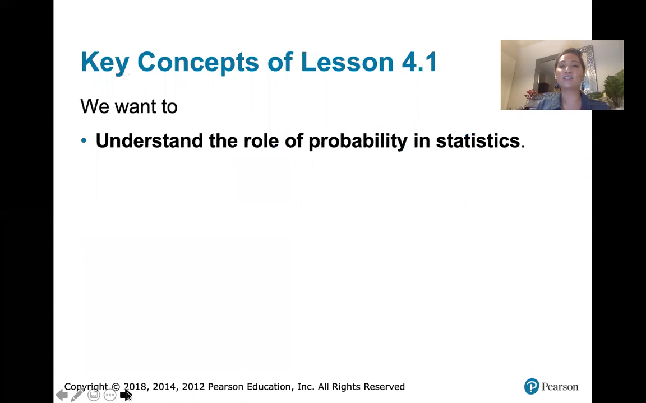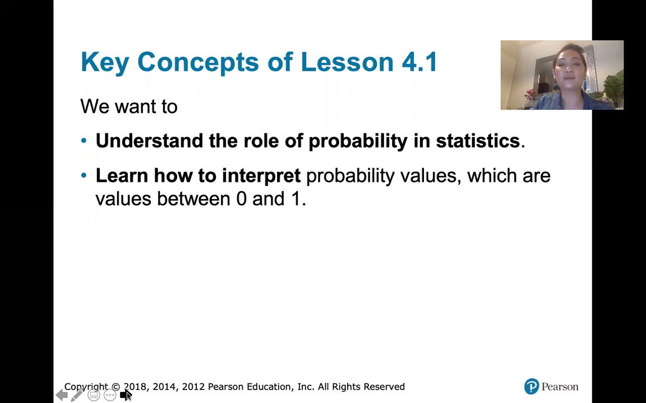First of all, we want to understand the role of probability in statistics. We're going to discuss that in much more detail when we talk about the rare event rule with our fourth learning outcome in this lesson. I believe it's the fourth learning outcome.